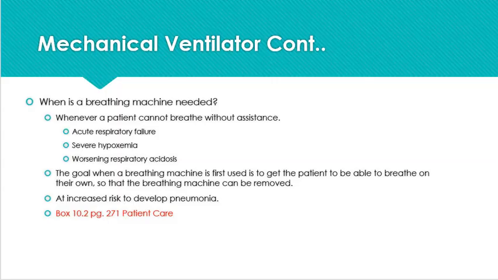The goal with the breathing machine is first to get the patient to be able to breathe on their own, and then it can be removed. They're at increased risk to develop pneumonia. It depends on the place, but sometimes before they need a trach, which we'll look at in just a second, like a trach collar, it just depends. Sometimes they might be able to get by for 2 weeks before they have to trach them, with a trach tube right into where the throat would be. It just depends on the situation, because they could develop pneumonia as well.